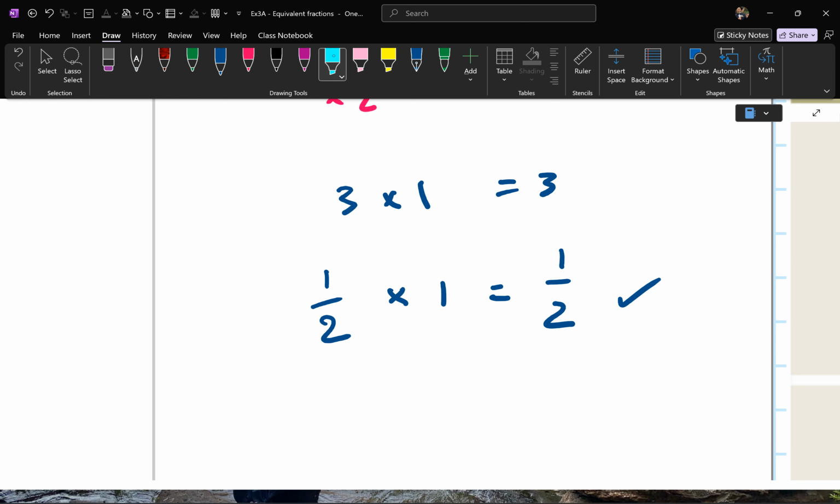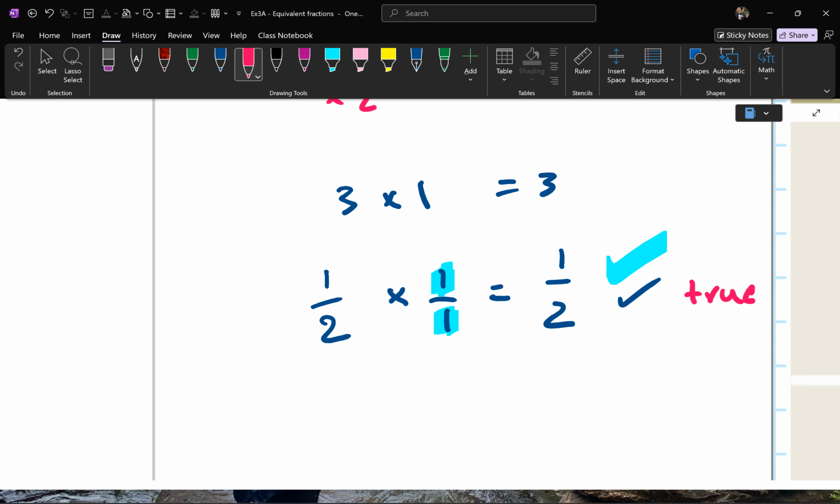But then if I asked you, well, how do you write 1 as a fraction? What's 1 as a fraction? Kyle. 1 over 1. So let's delete that and rewrite it again. So apparently 1 over 1 times 1 over 2 times 1 over 1 is still half. So it should be ticked off. Nothing wrong. True? So this statement is still true.